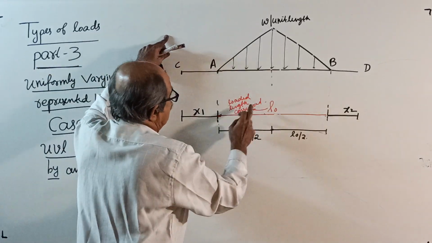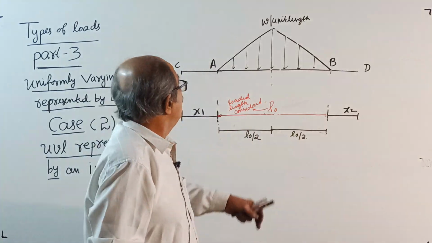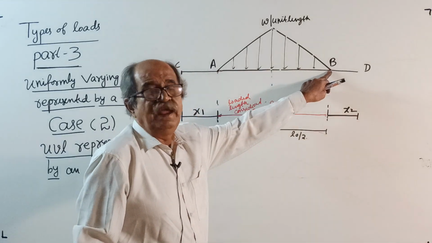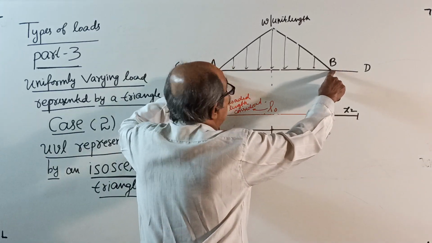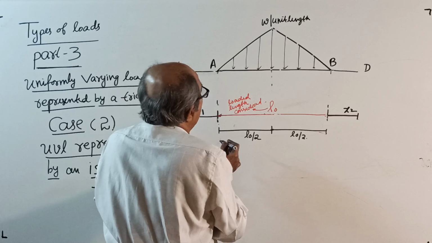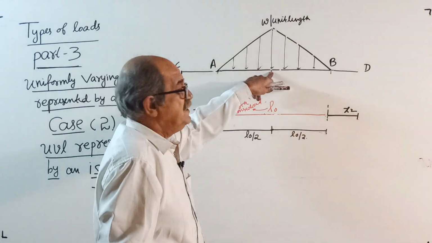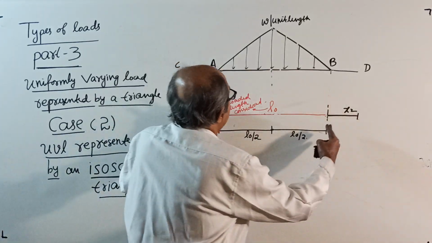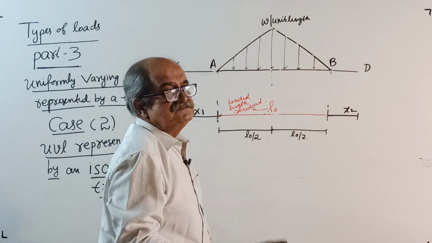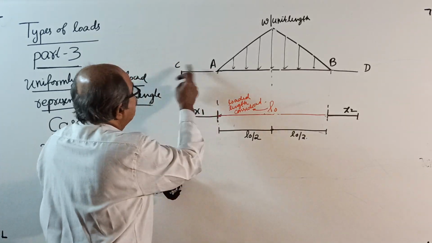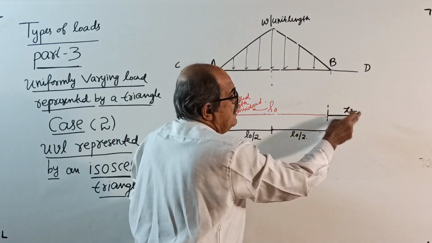Now start. L0, loaded length considered. You write here: consider a uniformly varying load loaded between the points A and B. Loaded length is L0, where intensity at the ends A and B is 0. I won't give a name to the point at the center. Exactly at the center, it increases and becomes a maximum of W per unit length. Consider one point to the left side of A, say C at x1, and one point to the right side of B, say x2.